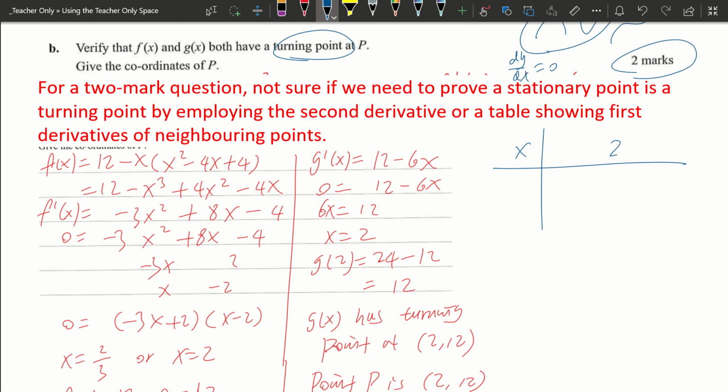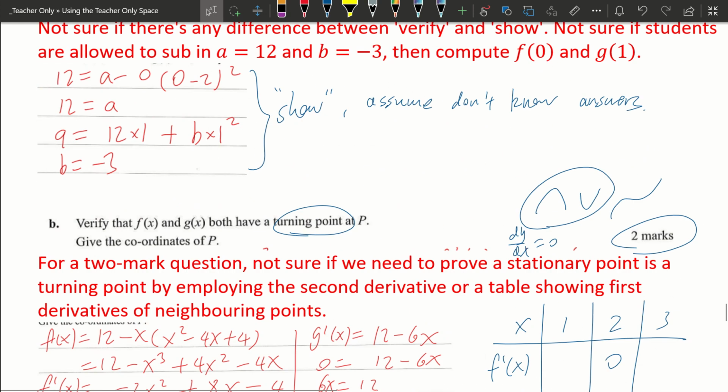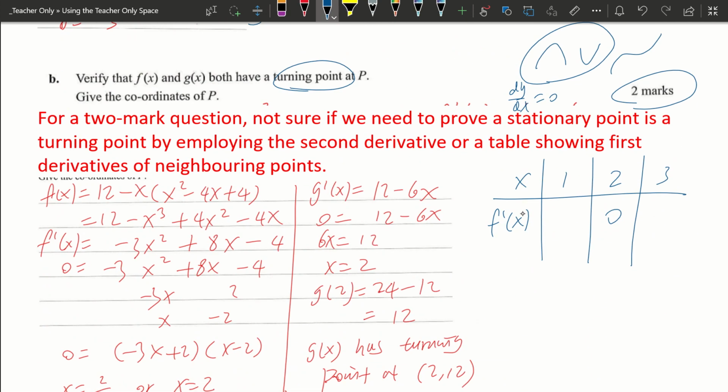X equals 2, right? So you have x equals 2, and then you pick a point to the right, pick a point to the left, and then you do f dash here. So here its derivative is 0, and then what's going to be positive, negative. So maybe this is a 4, this is a -3 or something. Actually, it's going to be the same.